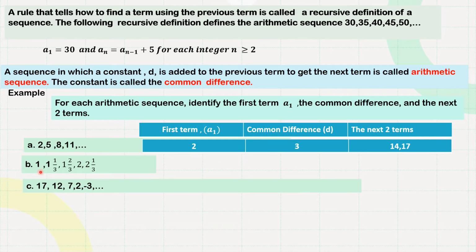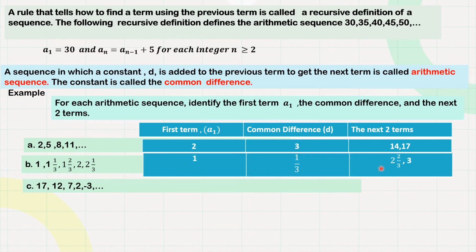Next, letter B. The first term is 1. The common difference, as I said, is the second term minus the first term, or the third minus the second, or the fourth minus the third. So, the common difference here is 1/3. To obtain the next two terms, we just add the common difference to the previous term, 2 and 1/3. Adding, the result is 2 and 2/3. Next to 2 and 2/3, we add 1/3. So, the result is 3.